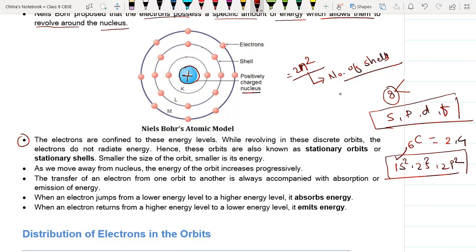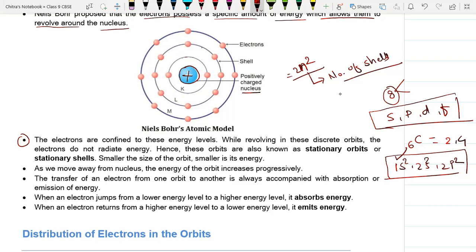So there was some formula, right, sir, for the number of subshells as well. Yeah, I have given the Aufbau principle in the last class. That particular path you have to follow for filling the electrons.